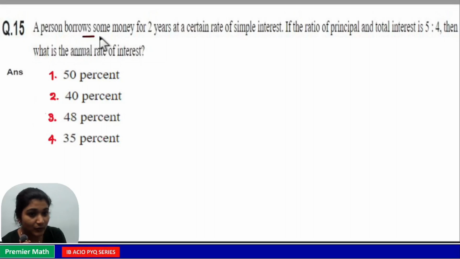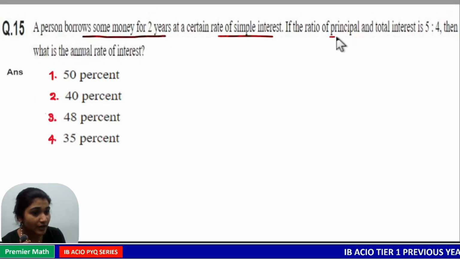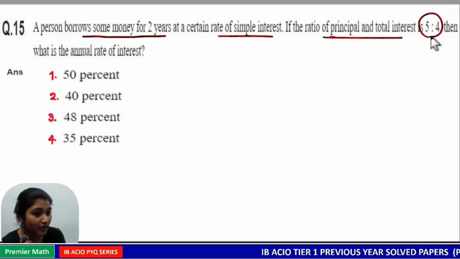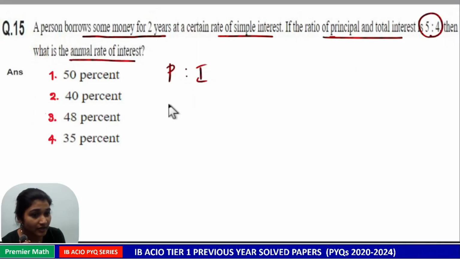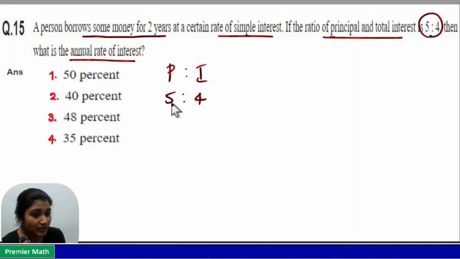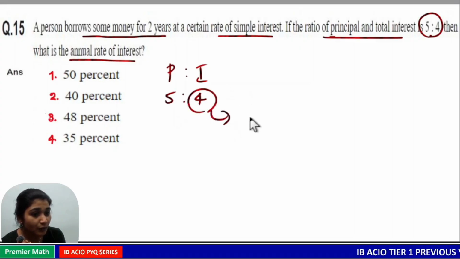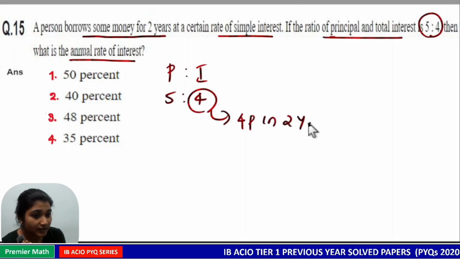A person borrows some money for 2 years at a certain rate of simple interest. If the ratio of principal and total interest is 5 is to 4, then what is the annual rate of interest? Here, the principal and interest ratio is 5 is to 4. That is, when you invest 5 rupees in a bank, after 2 years you will get a total of 5 plus 4, 9 rupees. That is, 4 rupees is the interest generated in 2 years.